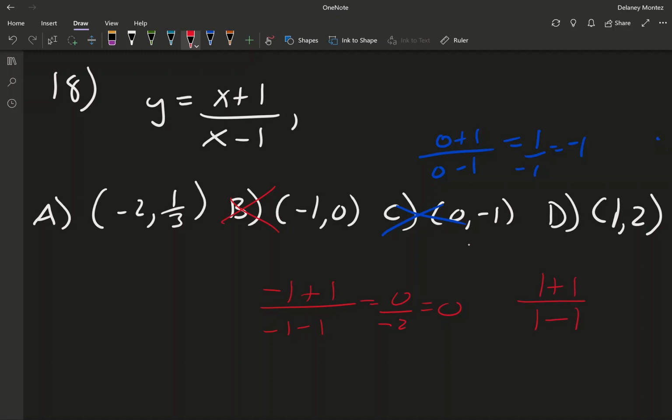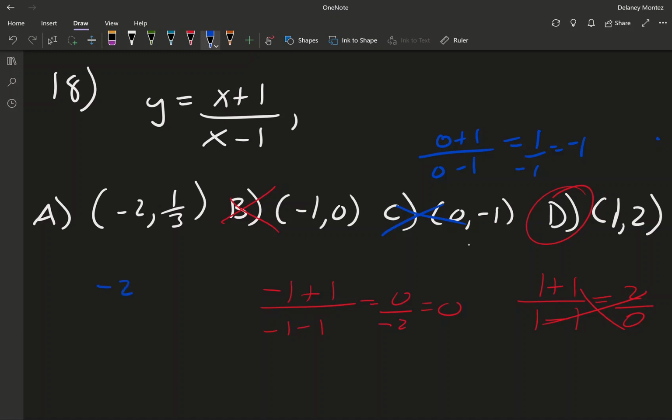Oh, so this is going to be problematic. So you'll get 2 over 0. So this actually can't be on the graph. This makes the function undefined. So d is going to be the right answer here. Because not only does it not lie on the graph, it's not even a valid point because it makes the function undefined. So just to show you, (-2, 1/3) should be on there.